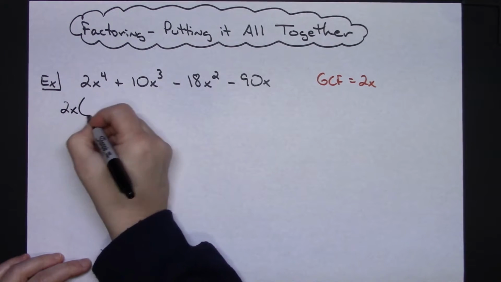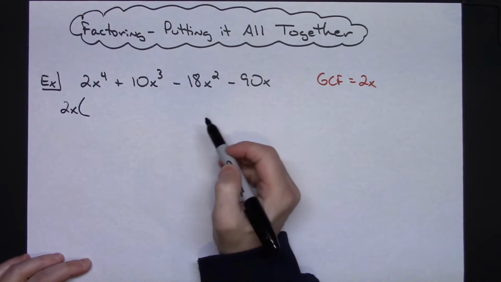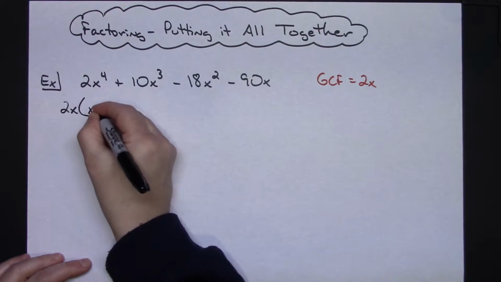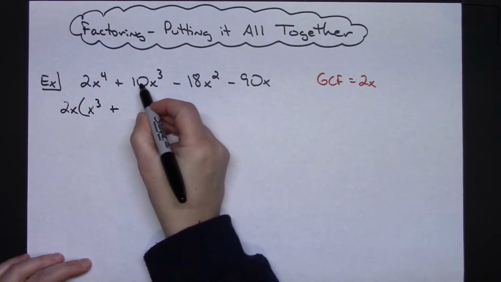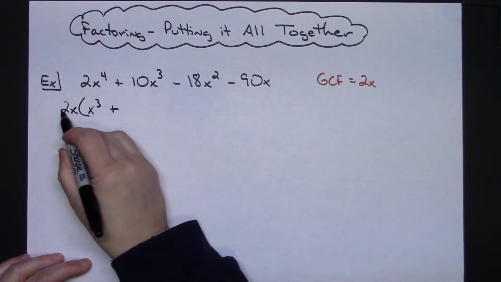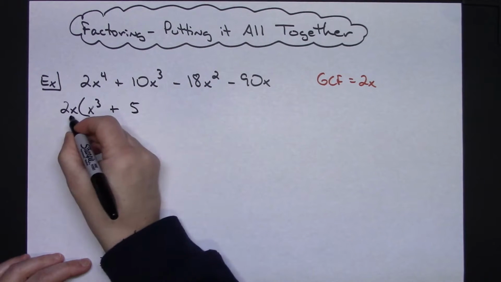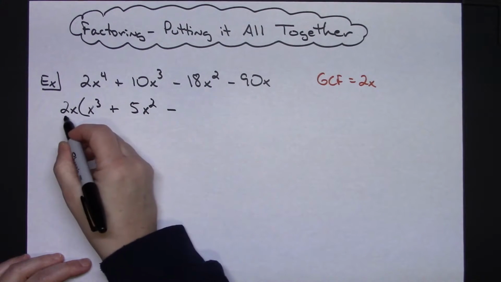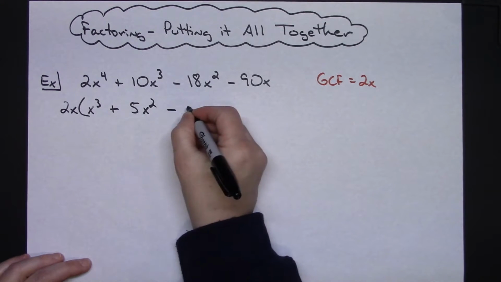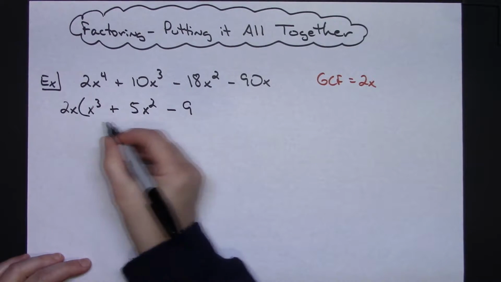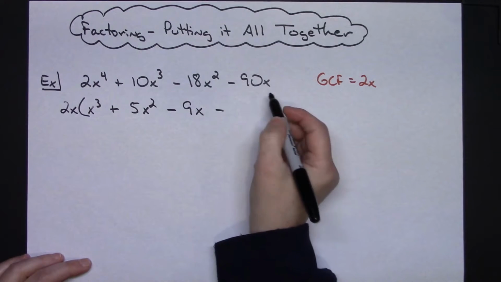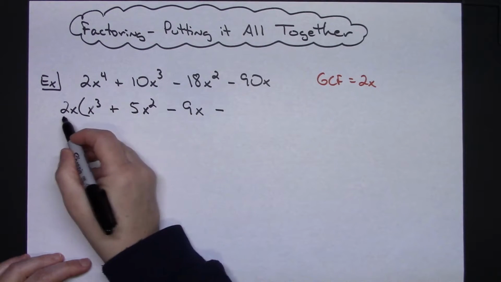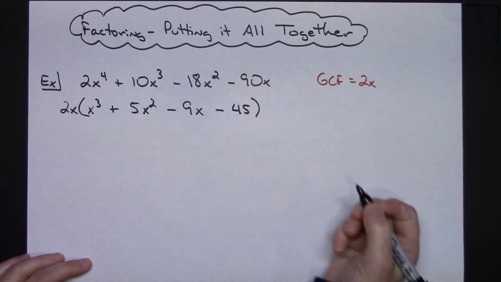So I'm going to put the 2x on the outside, and then I'm just going to go through and take it out of each one of these. So a 2x to the fourth, factoring out a 2x, will leave me an x to the third. And then plus, if I've got a 10x to the third, when I take out 2, it's going to leave me with 5. X to the third, factoring out a single x, will give me an x squared. 18x squared, take out a 2x. 18 divided by 2 is going to give me the 9. X squared, factoring out an x, will leave me with 1x. And then 90x, taking out a 2x, the x's are going to go away. 90 divided by 2 is going to give me a 45 right there.